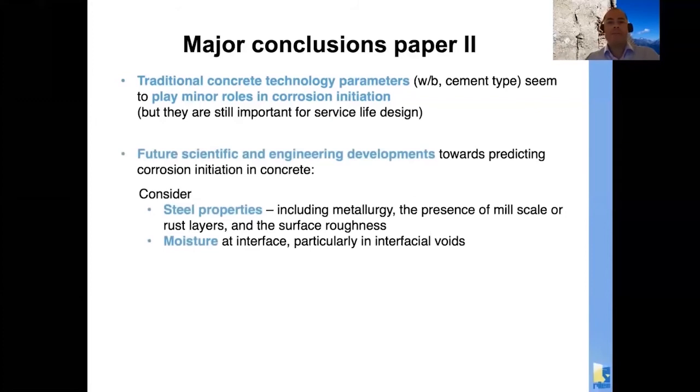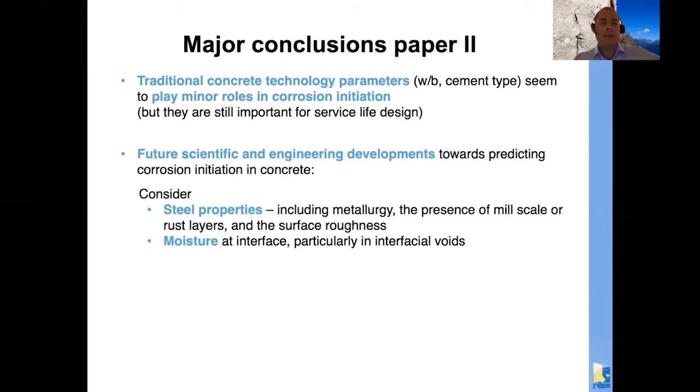Based on our findings, we suggest that future scientific and engineering developments towards predicting corrosion initiation in concrete should not only look at transport modeling of chloride through the concrete cover, but should rather focus on the effect of steel properties, including metallurgy, mill scales, rust layers, and steel surface roughness, and also should consider the moisture at the interface, particularly in interfacial voids.